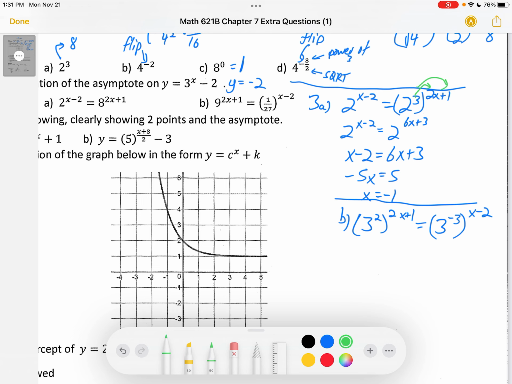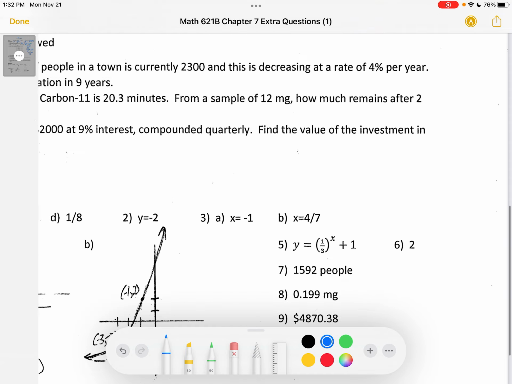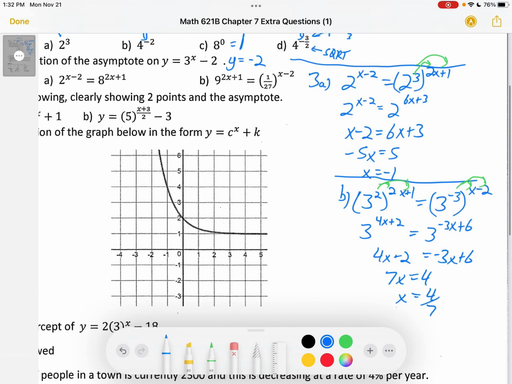And now we're going to do the same thing. We'll just get rid of our brackets, so that'll give us 3 to the 4x plus 2 on this side. And on the other side we'd have, and it's easy to make a little goof here, 3 to the negative 3x plus 6. Okay, hopefully I haven't done anything silly. I'm going to drop my bases. I have 4x plus 2 equals negative 3x plus 6. And then that would give me 7x equals 4 as I move things around, or x equals 4/7. I'm going to go check that answer just to make sure I haven't done anything silly. That's great. 3b is 4/7, and 3a is negative 1.